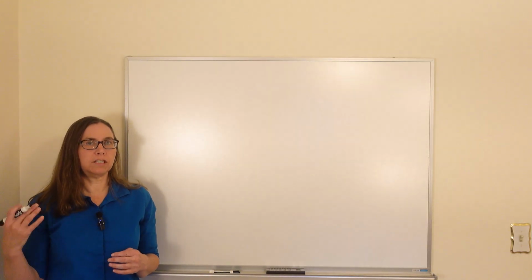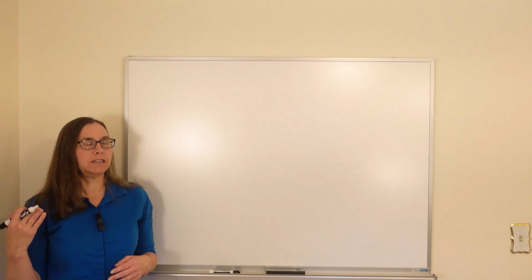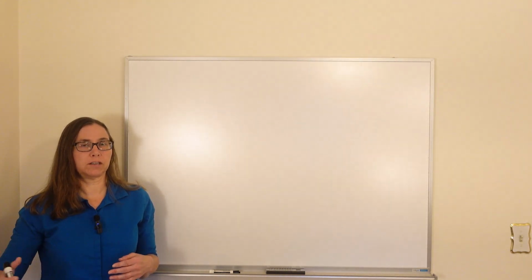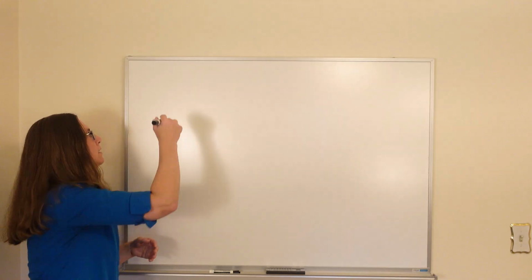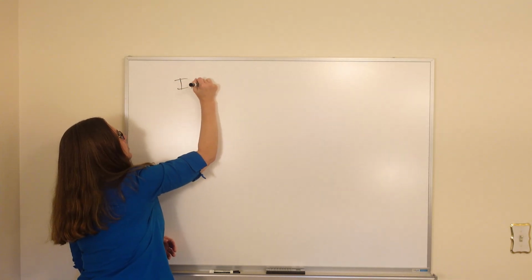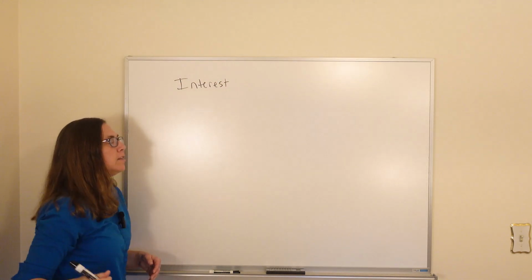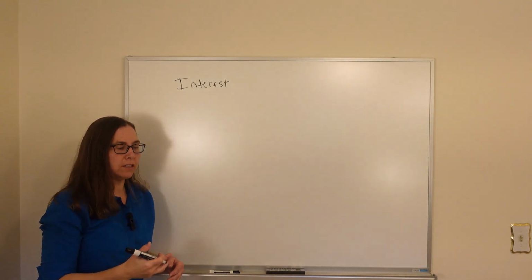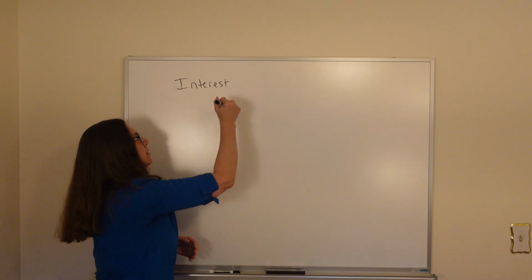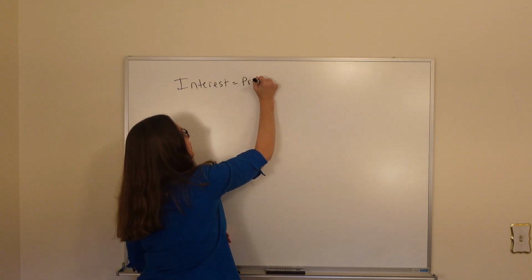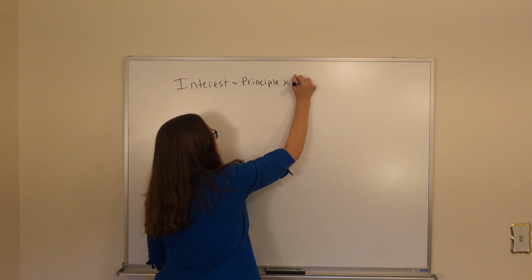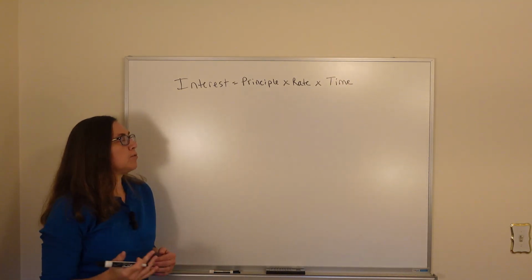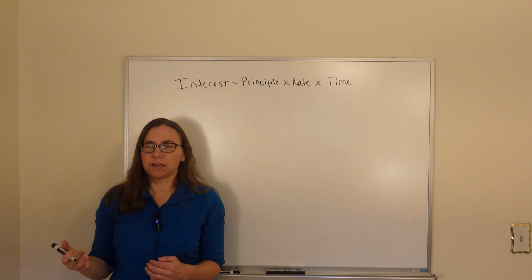Now I'm going to do an interest expense example. And if you're a business or accounting student, I would suggest that you know this formula because you're going to see it probably a lot. But basically, interest is calculated by taking the principal of the loan times the interest rate times the time period. So it's principal times rate times time.